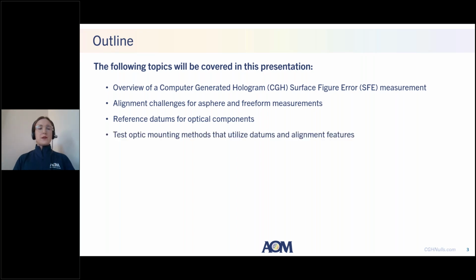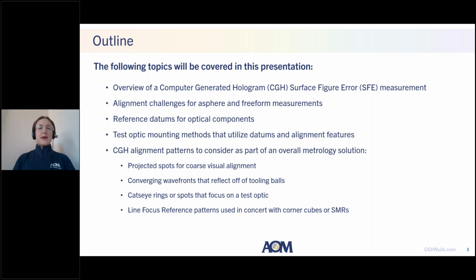And then we'll move into how do we mount our test optic so that we can utilize these datums and relate them to alignment features to ensure that our CGH and our test optic are aligned to each other. And then to finish it off, I will discuss several different types of alignment patterns that can be written onto the CGH and work along with these targets to ensure alignment of our test optic.